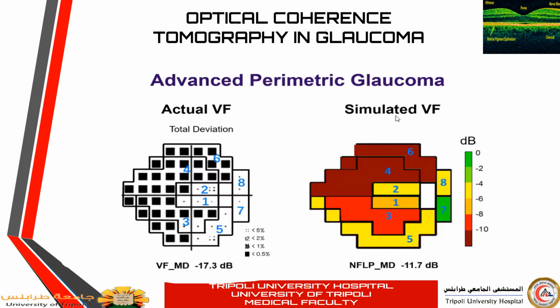In this last, or third, example of advanced perimetric glaucoma, the pattern of the simulated visual field exactly matches the actual visual field pattern. However, the simulated visual field shows less severe disease than the actual visual field. You can see the mean deviation is -11, however the actual visual field is -17.